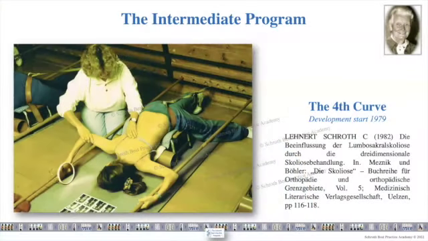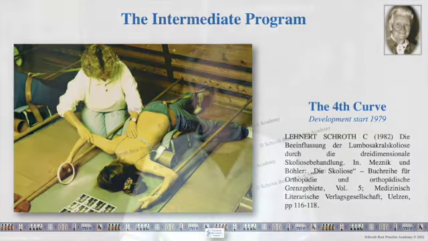In 1979, Christa Lena Schroth discovered that lumbar curvatures would not correct sufficiently with the original Schroth program, and she developed exercises for the treatment of this kind of curve pattern. She called the 4 curve pattern, or C. This was the start of what today we call the intermediate Schroth program.